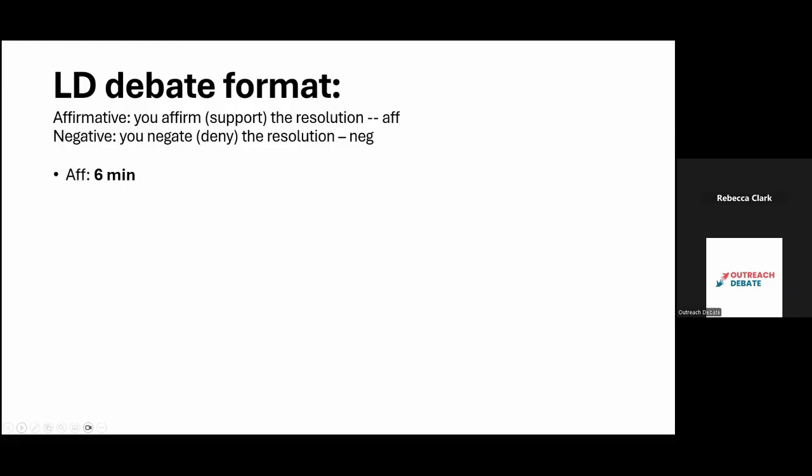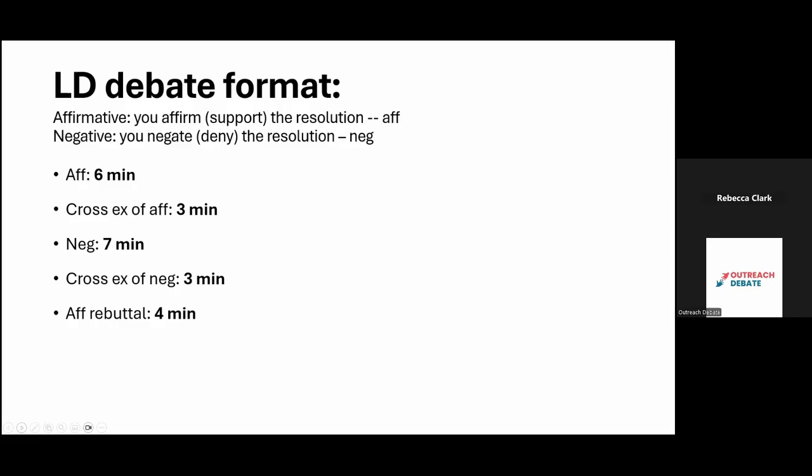So you start off with an affirmative speech every single time, 6 minutes. Then there's a cross-examination of the affirmative where only the negative is asking questions. That goes for 3 minutes. Then the negative response for 7 minutes, both a constructive speech and a rebuttal speech. We'll talk about these speeches individually later. Then there's a cross-examination also for 3 minutes, an AF rebuttal for 4, neg rebuttal for 6, and an AF rebuttal for 3.